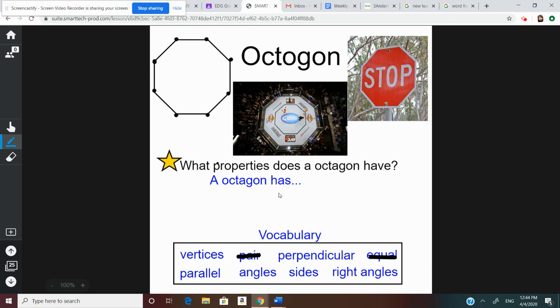Does it have parallel lines? Again, this is kind of like the hexagon where it does have parallel lines on the opposite sides. So this side is parallel with this side, so we have one set of parallel lines. This side is parallel with this side. This one is parallel with this side, and this side is parallel with this side. So kind of like the hexagon here, instead of 3, we're going to have 4 sets of parallel lines. There's a lot of parallel lines in the octagon.